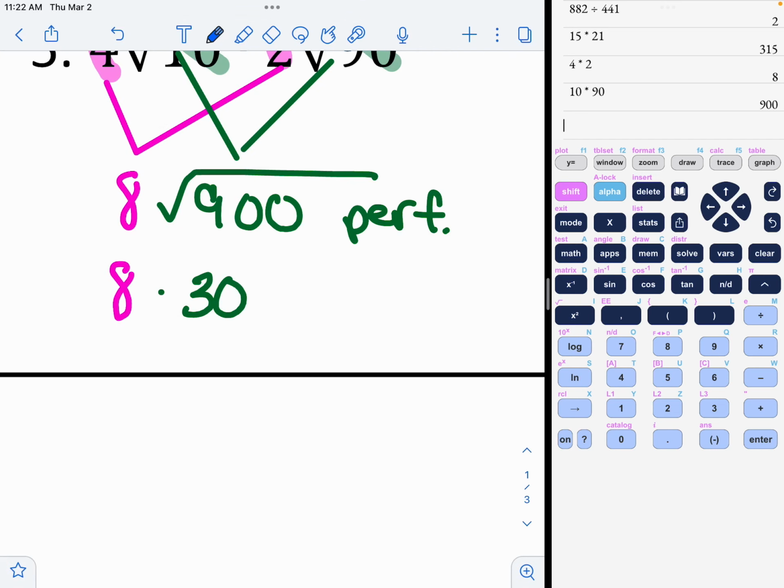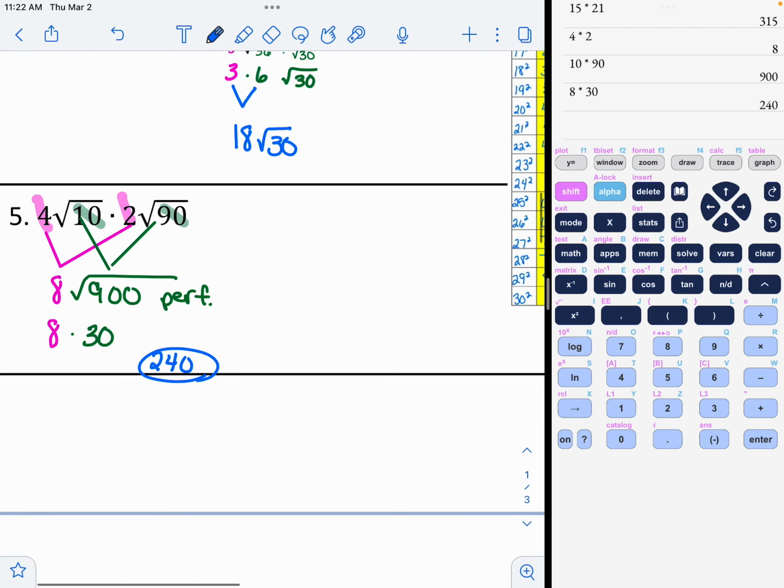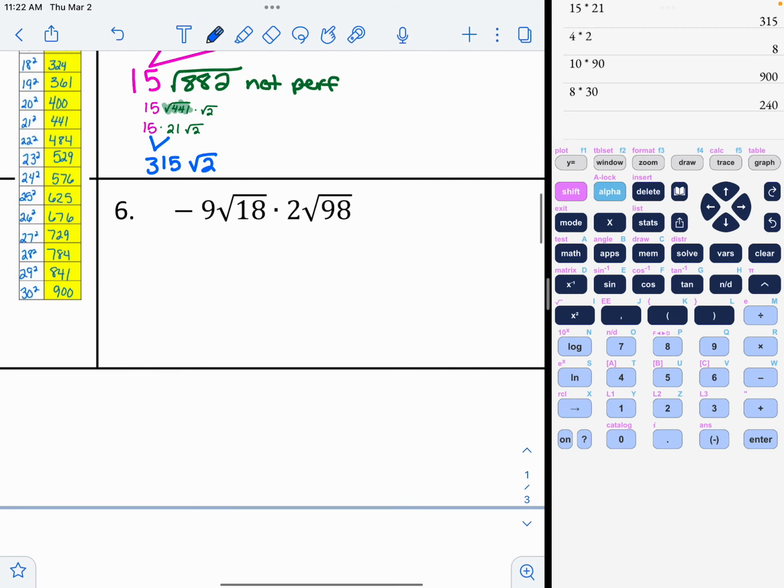So my final answer is just 240 because 8 times 30 is 240. There's no square roots left over because it was perfect. Nice. Let's do number 6 now.